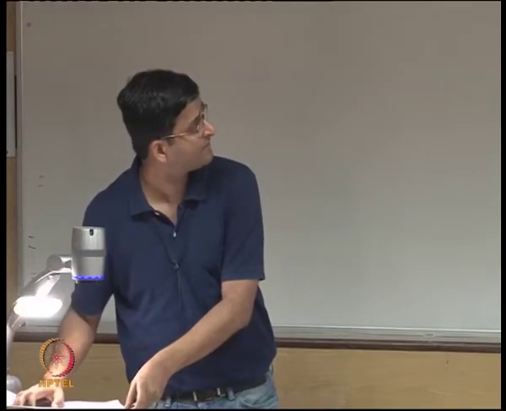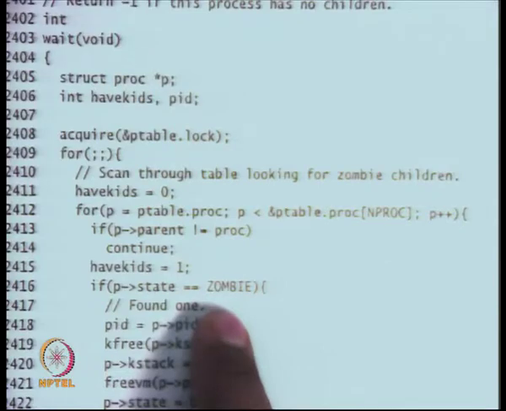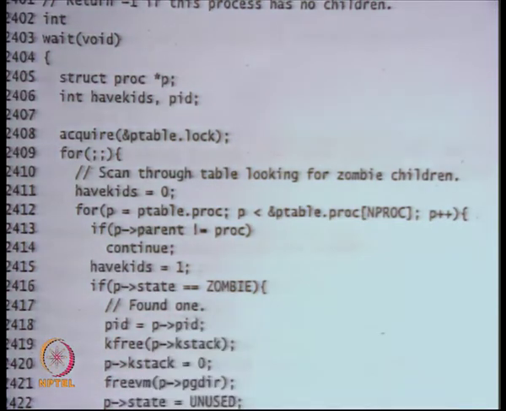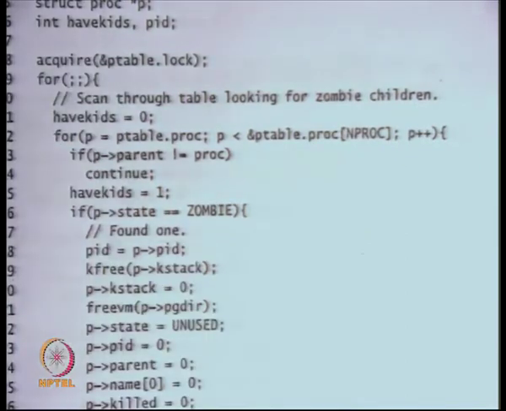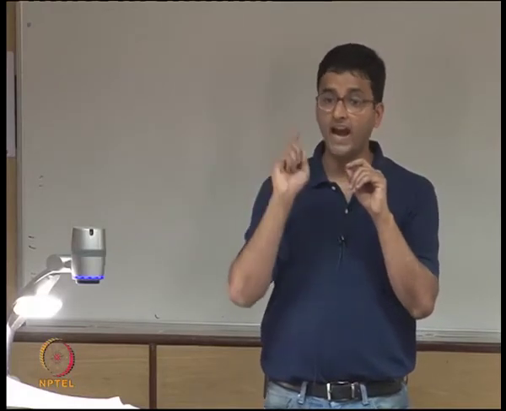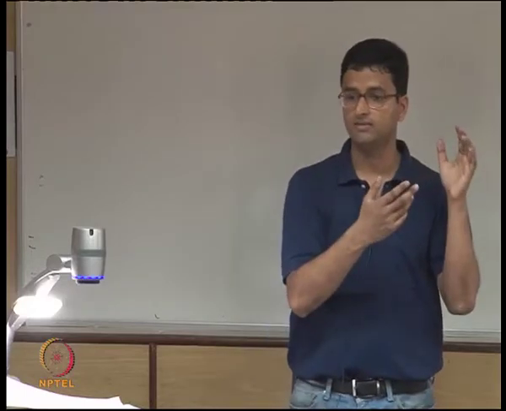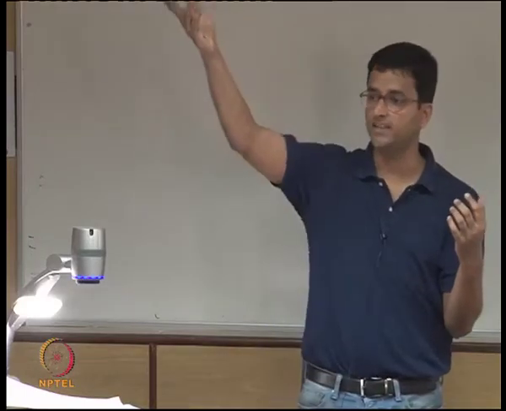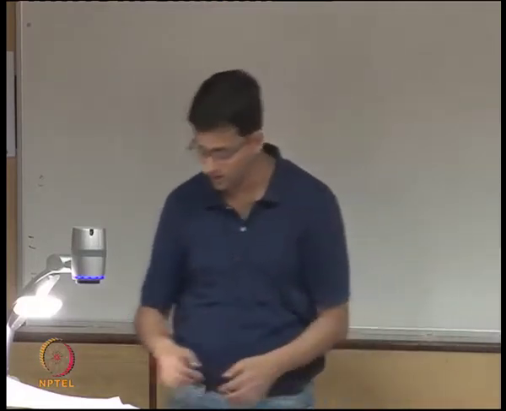Okay, let's look at wait. So here's wait. Firstly, I acquire the p table lock. Once again, what's wait going to do? It's going to go through the entire p table and check if I am the parent of this particular process and if it is zombie. Then I can just return. Right? I called wait on something that has already exited, so I can just return, because it is already zombie.